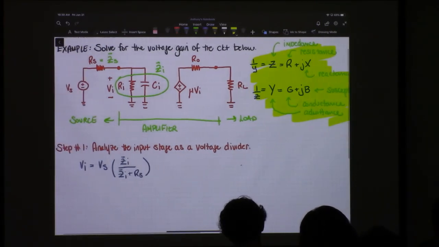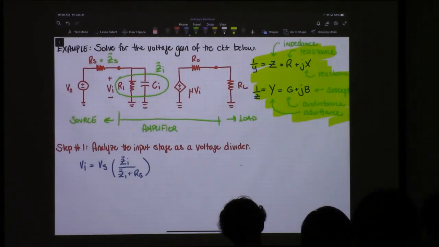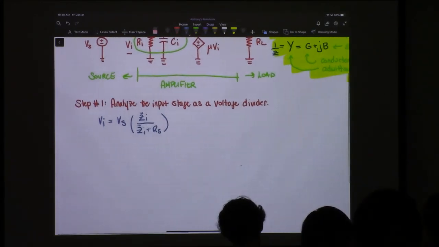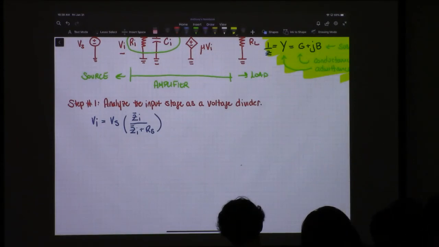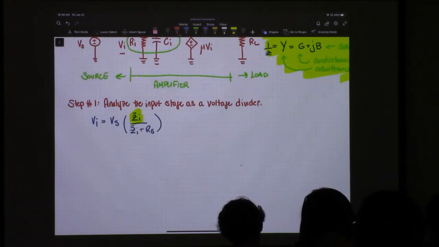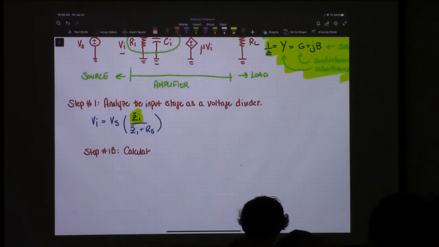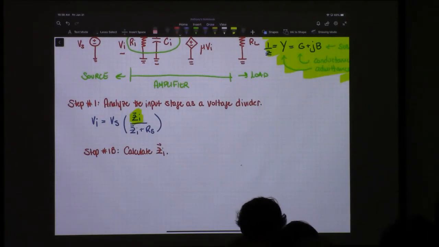Okay, so now going back here for a second. So we have this equation. All right. We can't really do much with this until we figure out what this value is. We don't know what Zi is. Right? So a little mini step that I'm going to put in here, I'll call it step 1b, is to calculate Zi. And the little arrow above the Z, all it represents is that's a vector. It's a complex value.